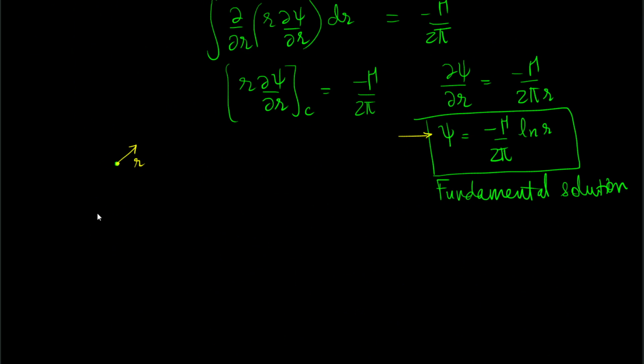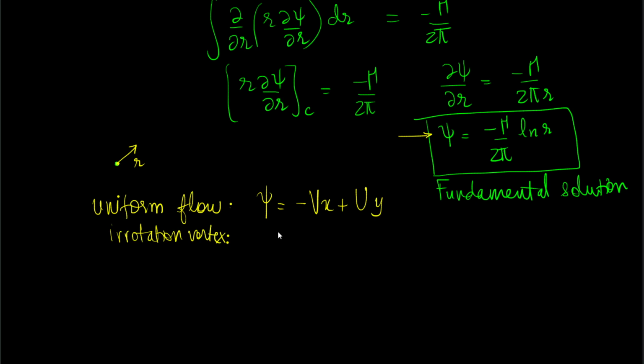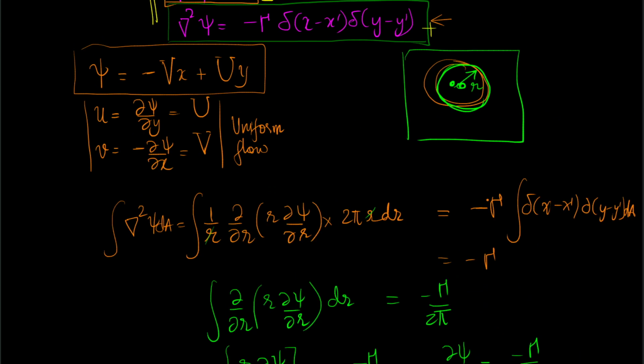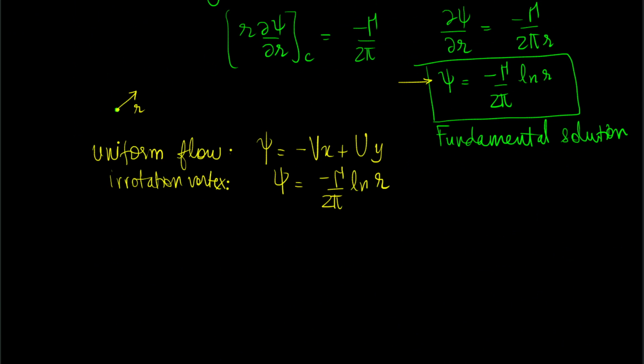So far we've found a very simple solution for a uniform flow. We'll find more solutions. For a uniform flow, psi is equal to minus Vx plus Uy. For an irrotational point vortex, the fundamental solution is psi equal to minus gamma by 2 pi ln r. These are some basic solutions, and in fact I had shifted the coordinate system locally to 0. I can shift it back, and when I shift it back it's simply going to be minus gamma by 2 pi ln of the square root of (x minus x prime) whole square plus (y minus y prime) whole square, where the disturbance is acting at the location x prime, y prime. So it's just shifting it back.